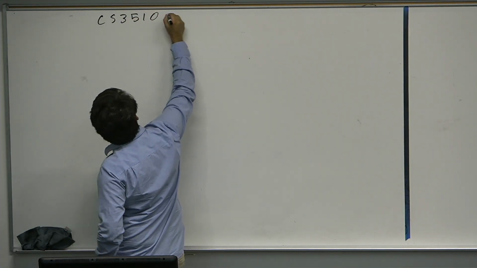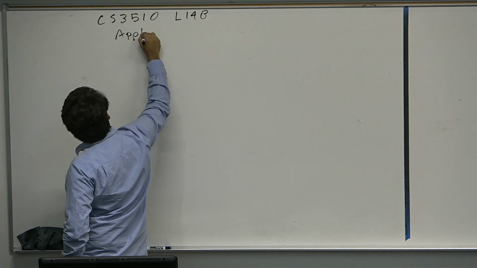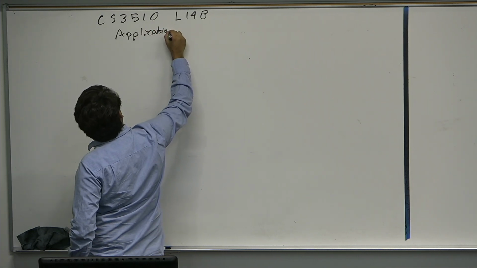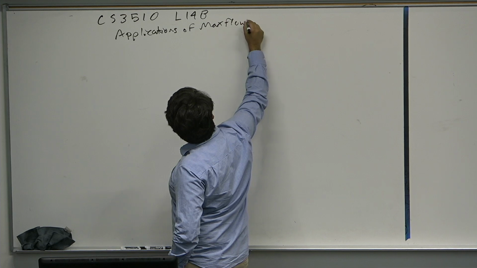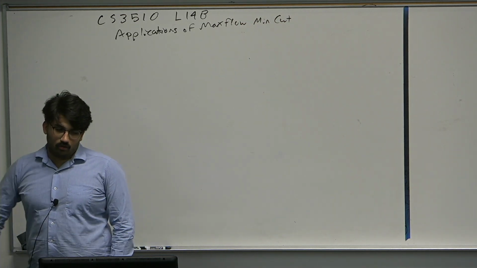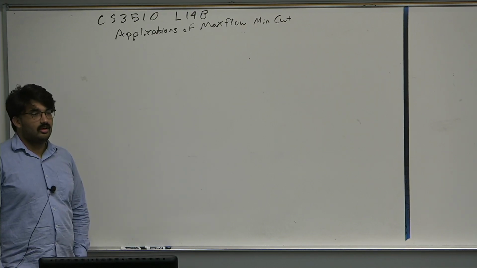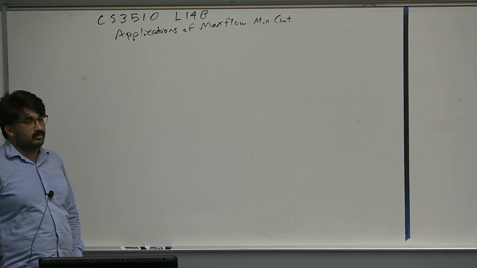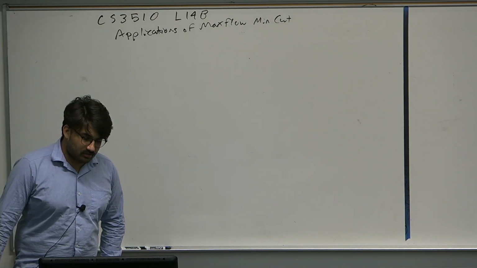CS3510. I think this is 14B, and this is just applications of MaxFlow, MinCut. So part of the moral of the NP completeness unit was not necessarily that all these problems were as hard as each other, but the fact that you could solve one problem in a completely random and different way using another problem. And that's kind of what this part is about.